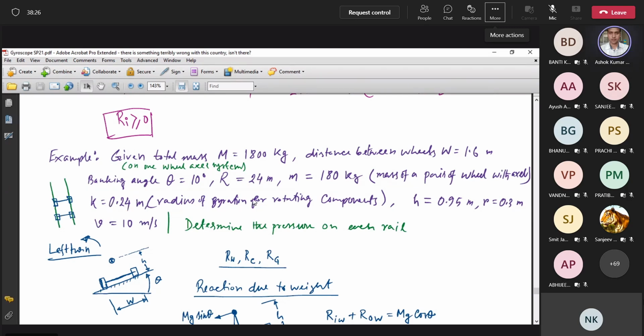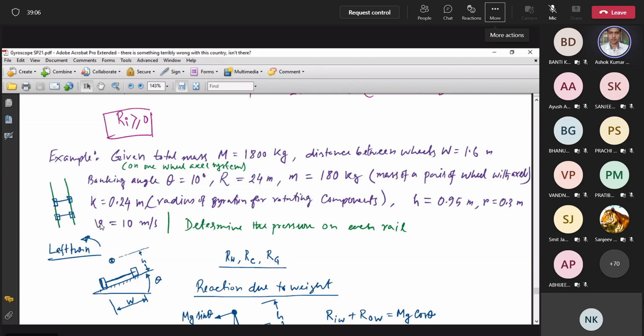A radius of gyration of rotating components of each wheel axle system is given. The height of the center of mass from the rail or from the road is 0.95 meter. The radius of the wheels is given as 0.3 meter, and the velocity of the vehicle is 10 meters per second.